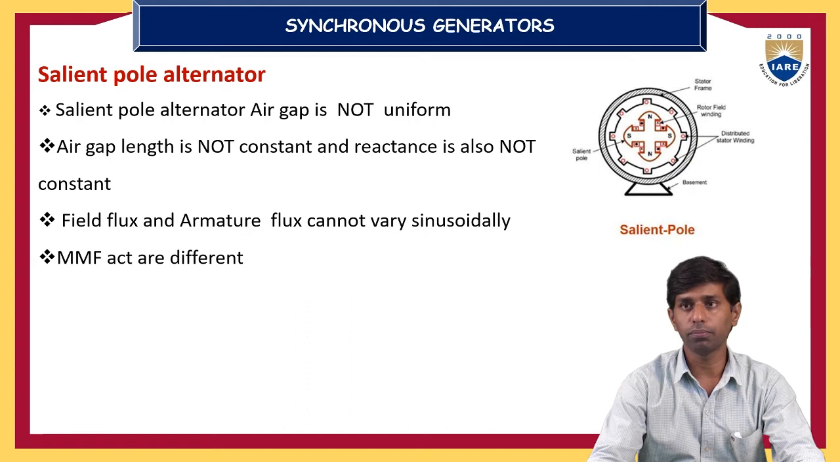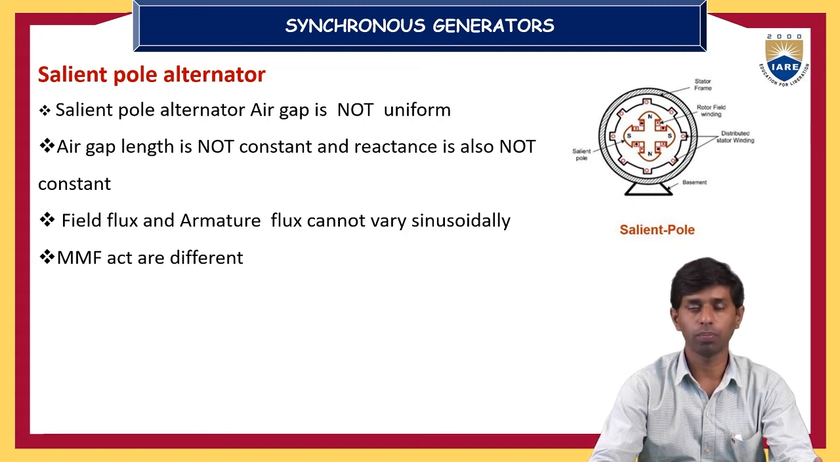Similarly, let us look at a brief description of the salient pole rotor. The salient pole rotor is nothing but a projecting pole rotor where the air gap is not uniform, because of the saliency, or the projection of the poles towards the stator. The air gap length is also not uniform, because across the pole face the air gap between the stator and rotor is minimum, and in quadrature to the pole face, that is in the interpolar region, the air gap is maximum.